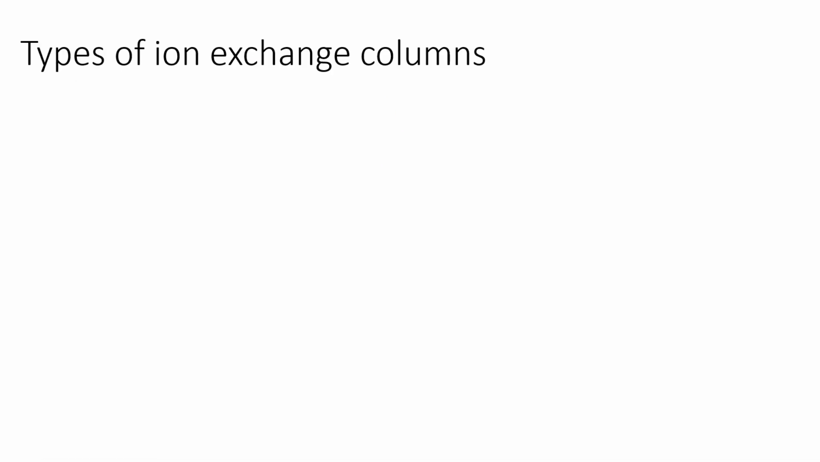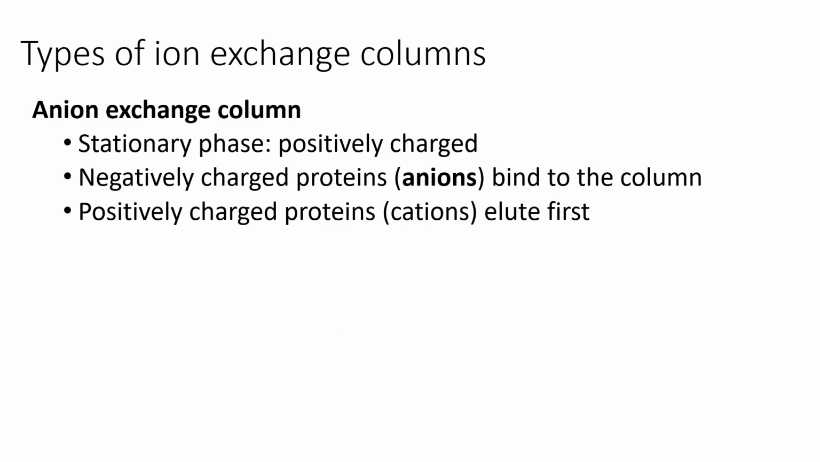There are a couple of different main types of ion exchange columns. As you might guess, there's positively and negatively charged ones, right? So first we'll discuss this anion exchange column, and that's named for the type of proteins it interacts with.